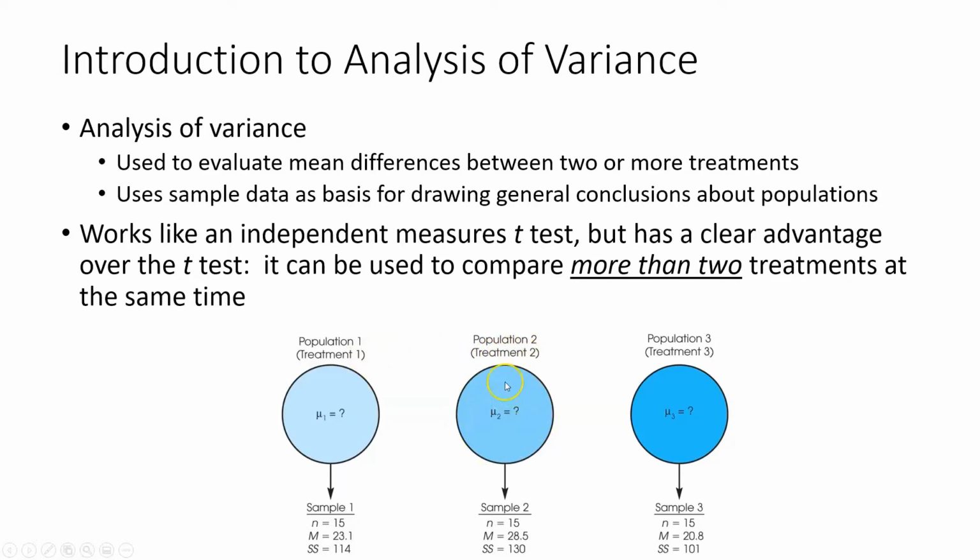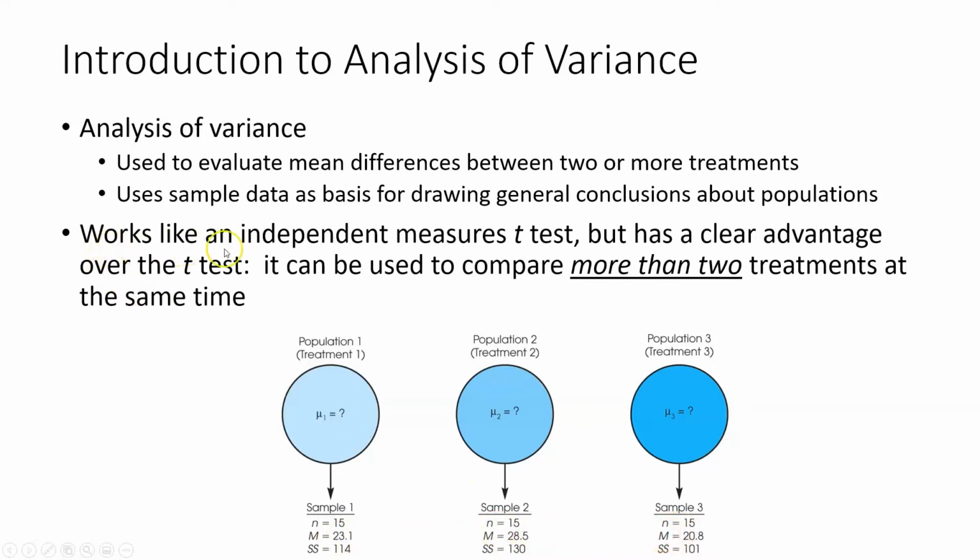We don't know their actual mean, but we do draw a sample from them and compute the sample mean. And population 3, with a different treatment, treatment number 3, we don't know their mean, but we draw a sample from them and compute their mean. We have to ask the question: is treatment 1 different from treatment 2, and is that different from treatment 3? Are there any differences in these means?